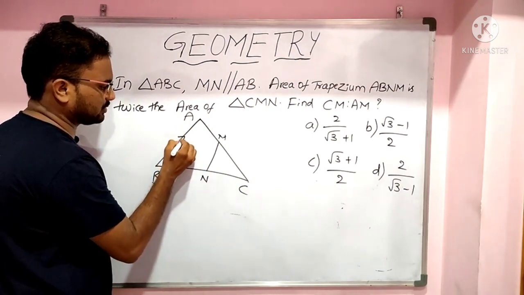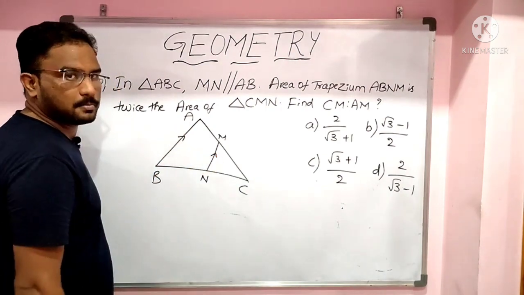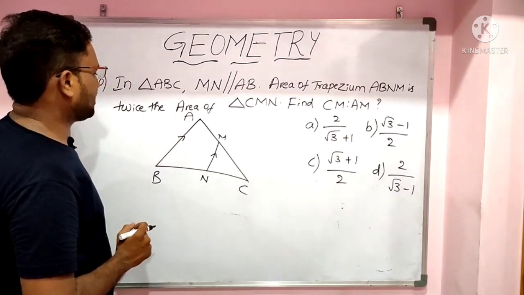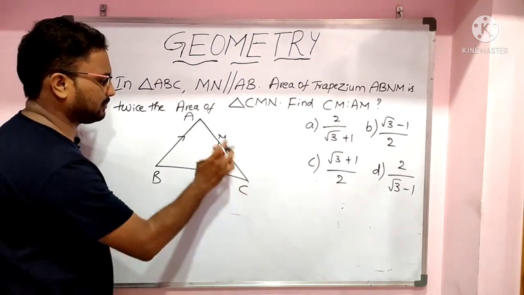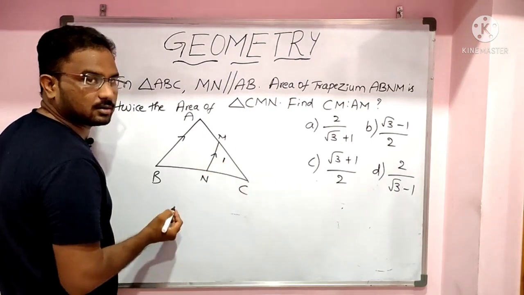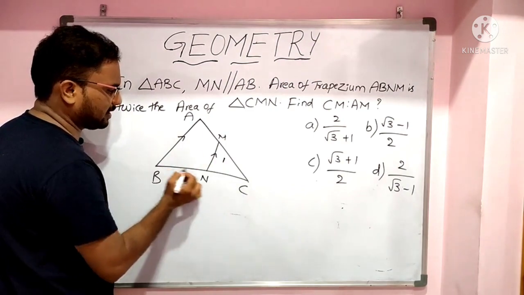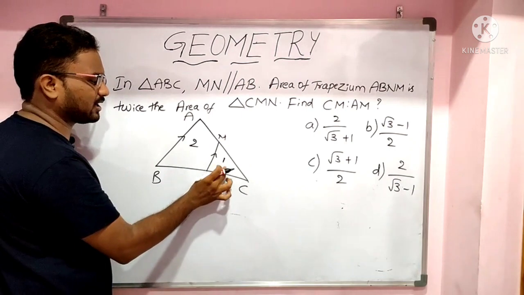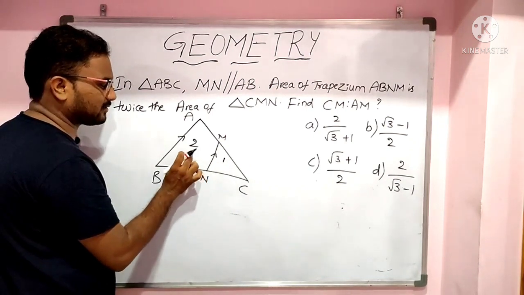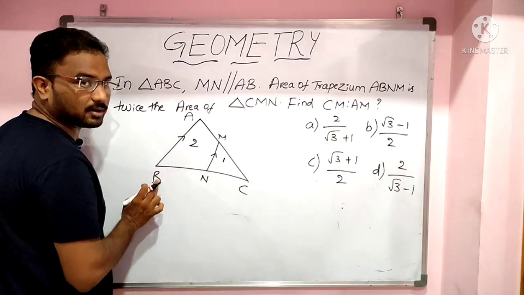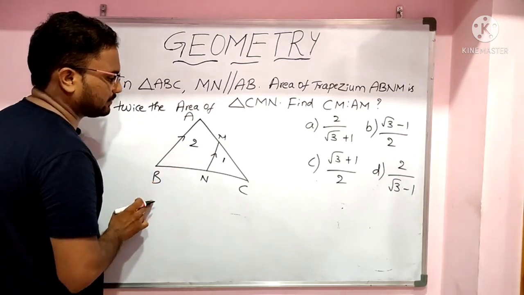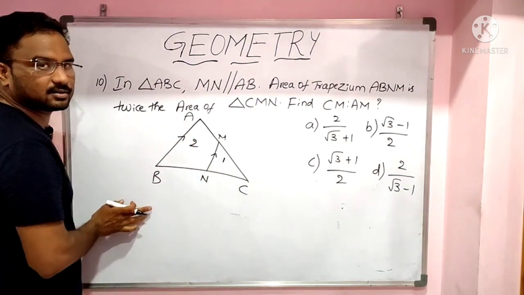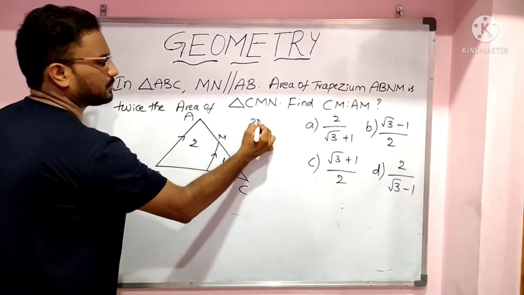MN is parallel to AB. These two are parallel lines. And the area of trapezium ABNM is twice the area of triangle CMN. If the area of triangle CMN is 1 part, then the area of trapezium ABNM is 2 parts. So here the total area of triangle ABC is 3 parts.